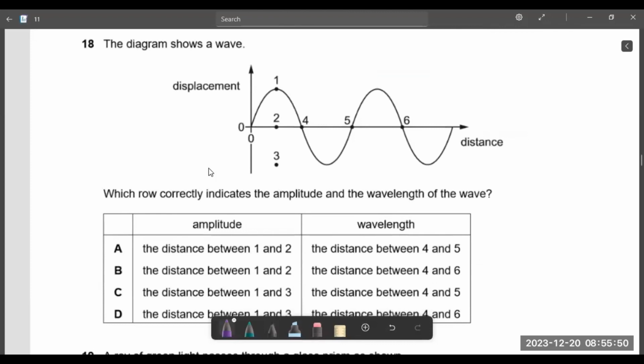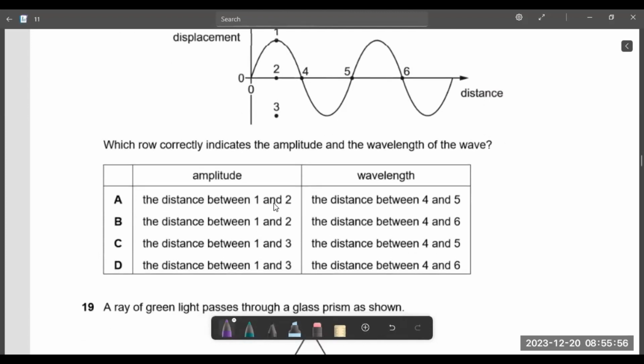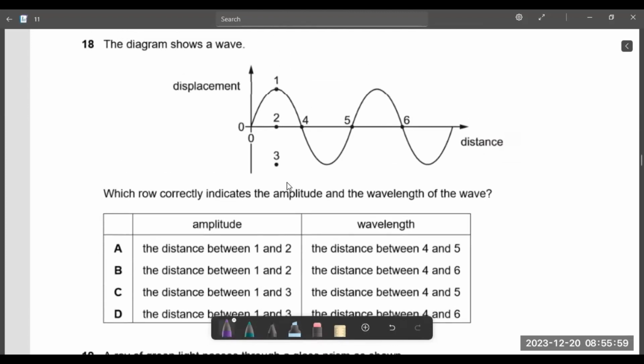The diagram shows a wave. Here we can see points 1, 2, 3, 4, 5, 6 marked. Which row correctly indicates the amplitude and the wavelength? So amplitude means from the zero point to the maximum peak, the maximum displacement. That is the amplitude. The distance between 1 and 2 is the amplitude. So two choices are there.